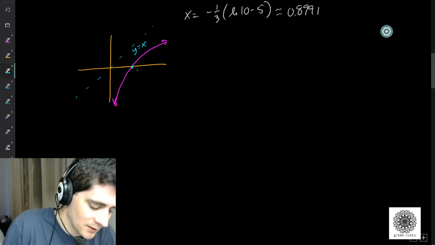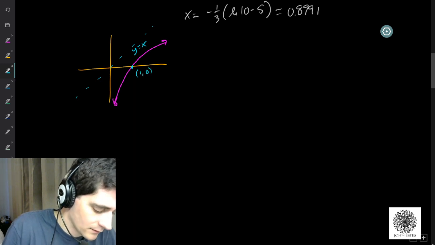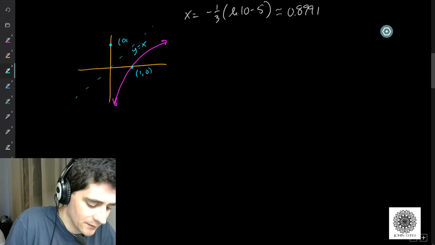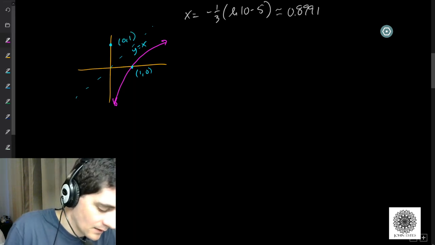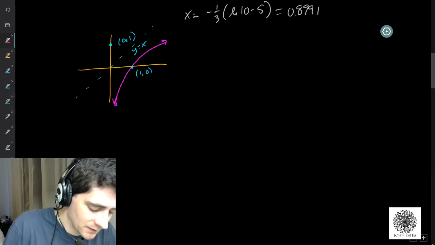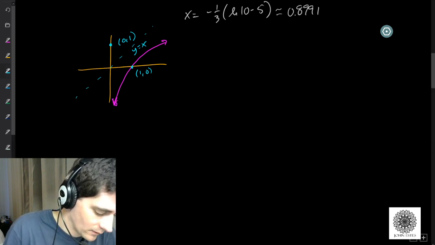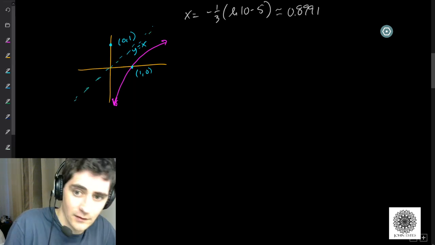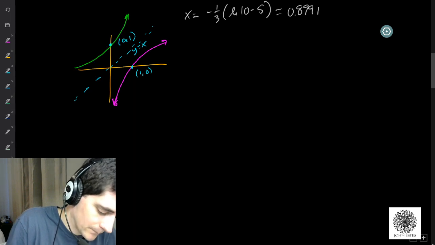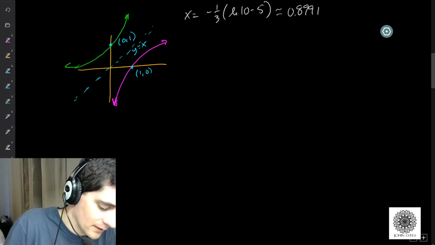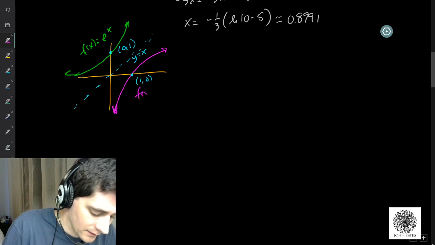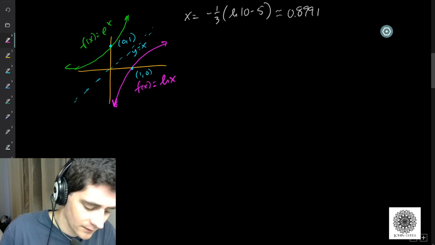So remember here, I crossed at (1, 0). That means my new graph is going to have the point (0, 1). So it's going to have a y-intercept at 1. And you just imagine reflecting this pink line about this straight line here, and you get something kind of like this. And this is f of x equals e to the x, right? Where the pink is ln x. Okay, so that's what the graph looks like.